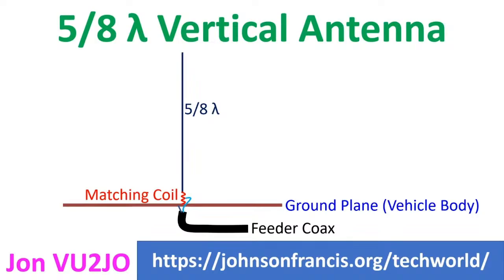Matching coil is provided at the base of the antenna to give good impedance matching like that of a 3/4 lambda vertical antenna. Under ideal conditions, 5/8 lambda vertical antenna has a 4 dB gain over a quarter wave vertical antenna. When it is mounted on the car, the car body acts as the ground plane. 5/8 lambda vertical antenna mounted on a car is typically used for VHF and UHF amateur radios. It can be used as an HF antenna for a base station as well. In that case, the low angle of radiation will be useful for DX contacts.